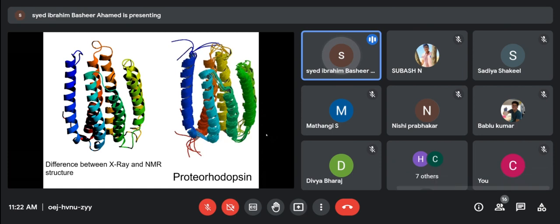Whereas in NMR spectroscopy, you are not using protein crystals. You will be using the protein in solution. In solution, what will happen? You know the Brownian motion, right?